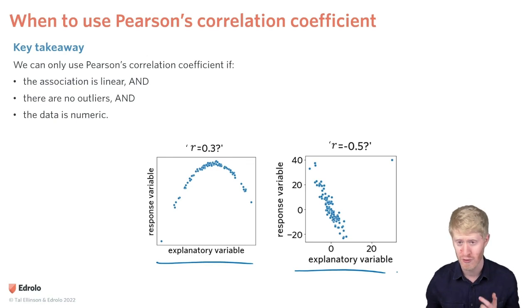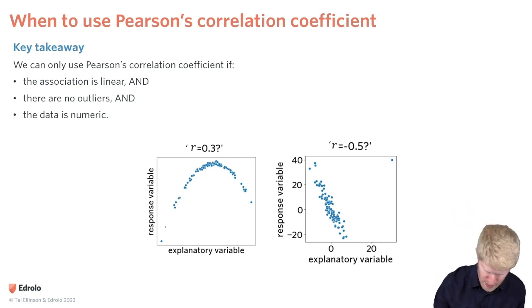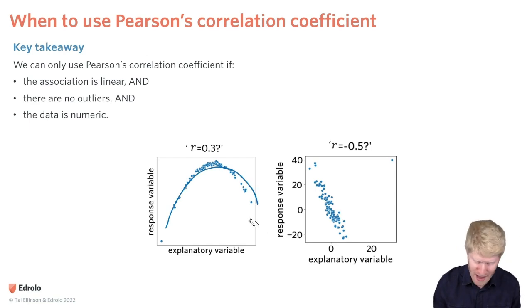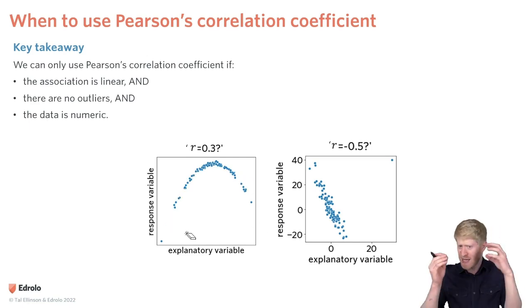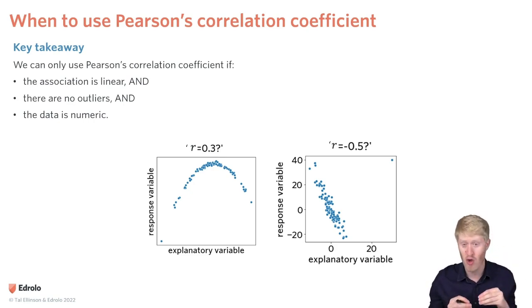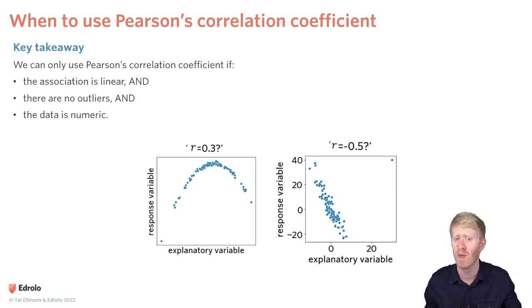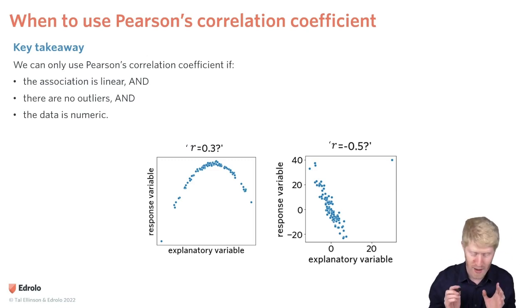And just to prove why this is the case, I created some data and I calculated Pearson's correlation coefficient for it. But this data does not fulfill the criteria. So this is non-linear data, and you can see it's actually really strong. If you were to build a model to predict what's going on here, your model would be really, really good. You could give it an explanatory variable and the response variable it predicts would be a really accurate one if you used a non-linear model.